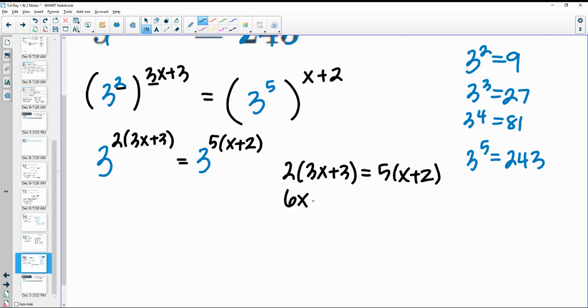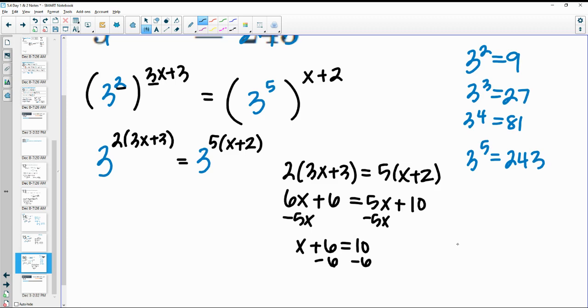So we'll distribute on both sides. So 2 times 3 is 6, and 2 times 3 is 6 again. I squared it on accident. Okay, so 6x plus 6, and then 5 times x and 5 times 2. Subtract 5x from both sides, and we get x plus 6 equals 10. Subtract 6 from both sides, and we get x equals 4.